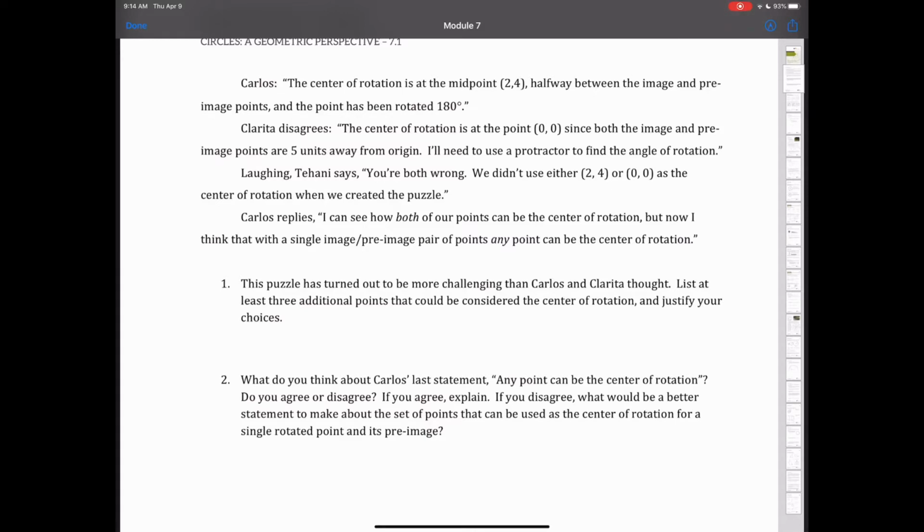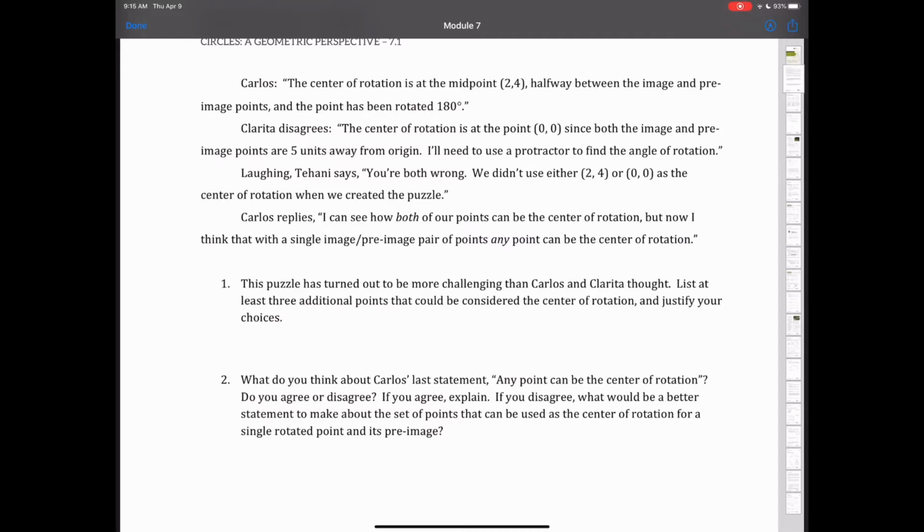Clarita disagrees. The center of the rotation is at point (0, 0), since both the image and pre-image points are 5 away from the origin. I'll need to use a protractor to find the angle of rotation. Laughing, Tahani says, you're both wrong. We didn't use either (2, 4) or (0, 0) as the center of rotation when we created the puzzle.